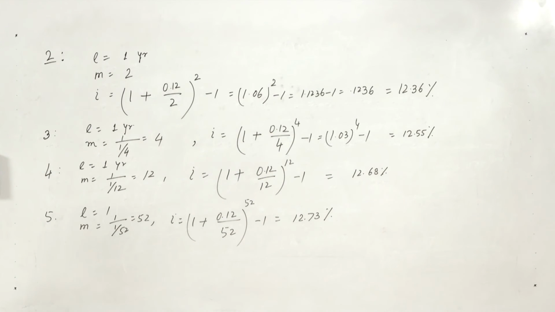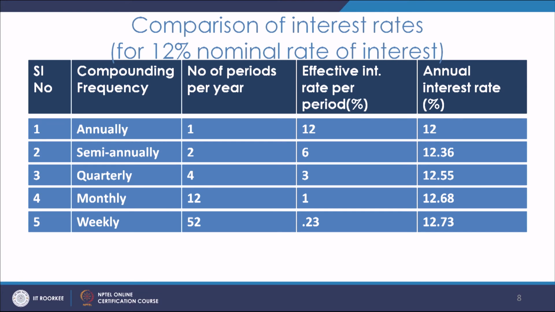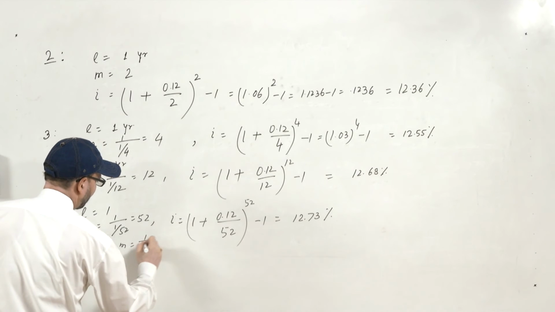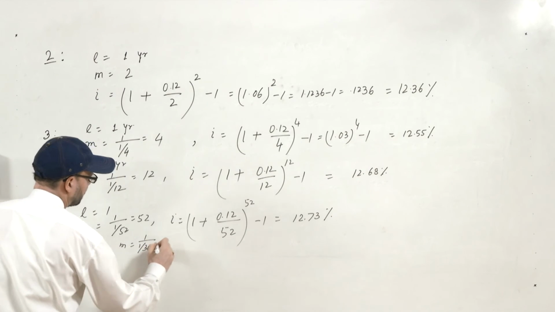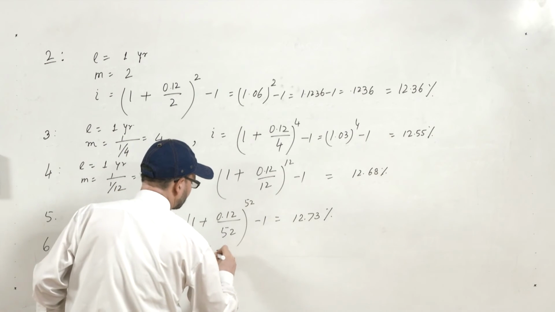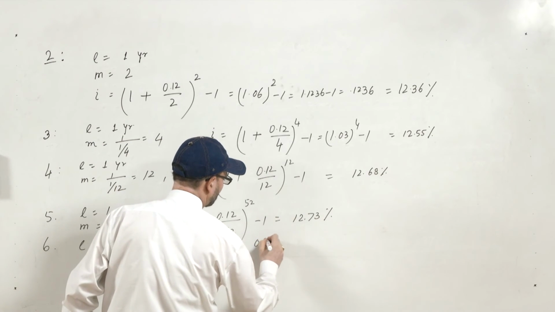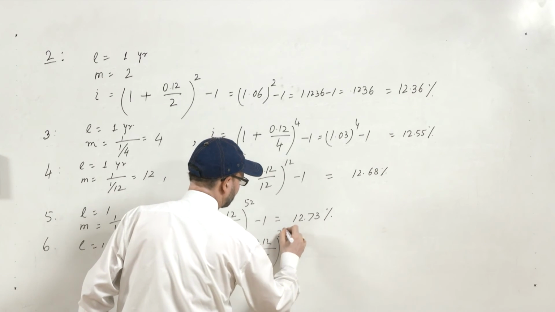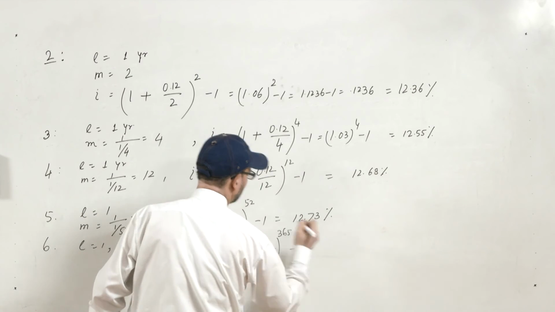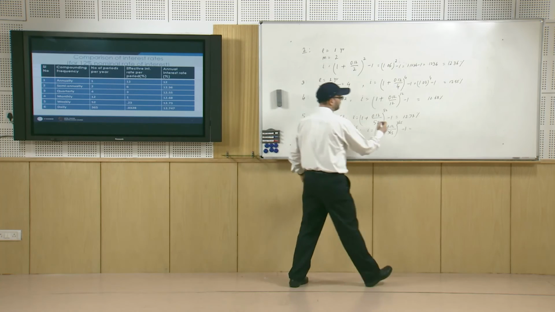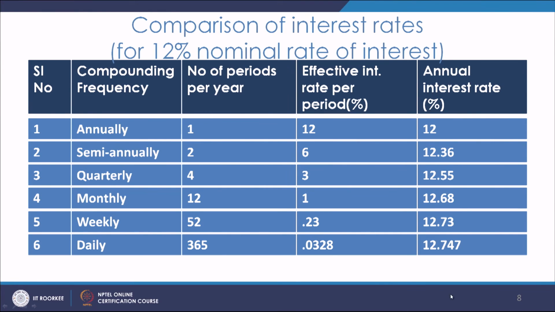Similarly, if you go for daily, in that case your L is 1, M is 1/365 years. So, it is 365, and in that case I becomes 1 plus 0.12 by 365 raised to the power 365 minus 1, and this comes out to be 12.747%, sorry.